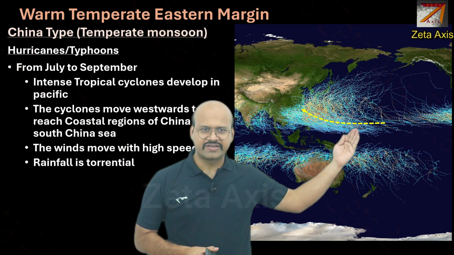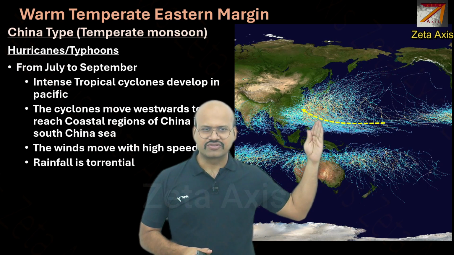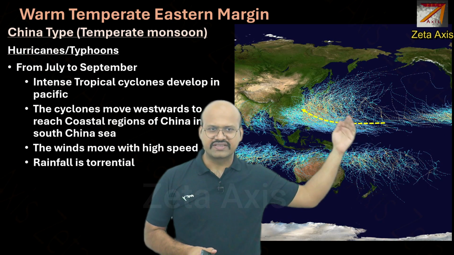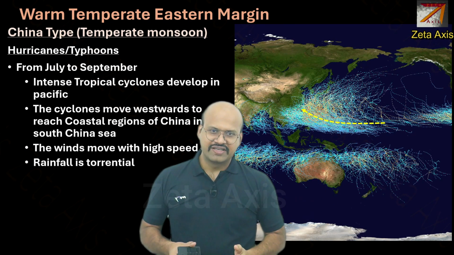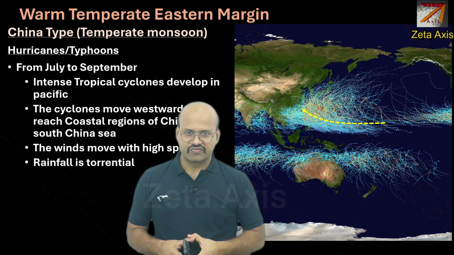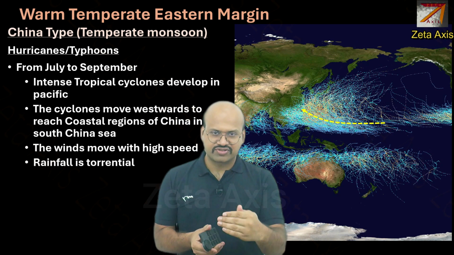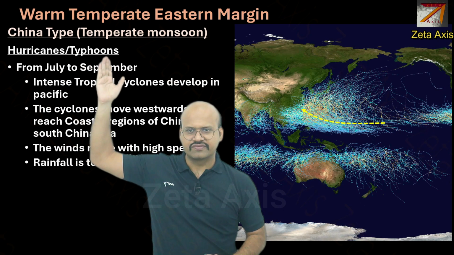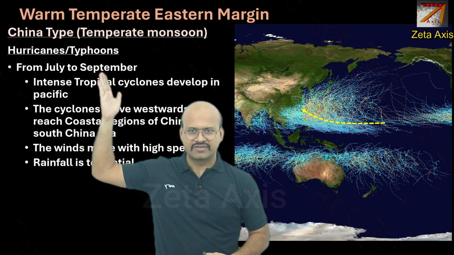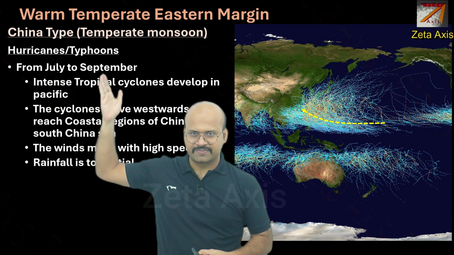Now here we can see the path of hurricanes and typhoons. They originate in the oceans and then move from east towards the west. So almost all the eastern margins of the continents which are in the tropics or just outside the tropics will receive rainfall from hurricanes and typhoons from July to September for the northern hemisphere.